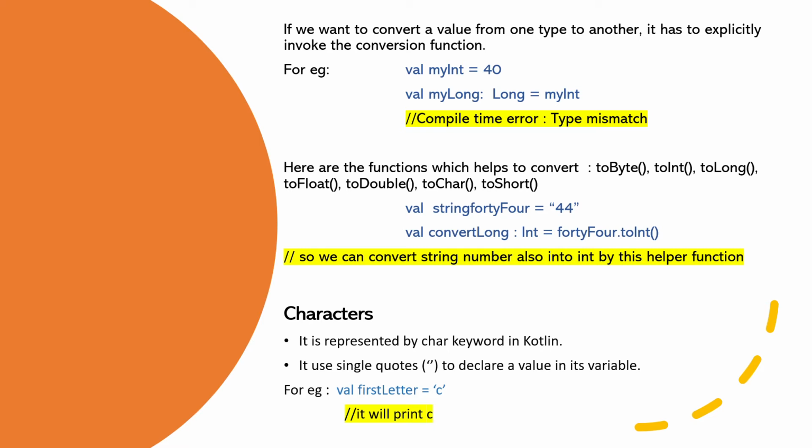Now here is another type, character. It is represented by the Char keyword in Kotlin and declares value using single quotes, unlike numbers. For example, firstLetter equals 'C' in single quotes.